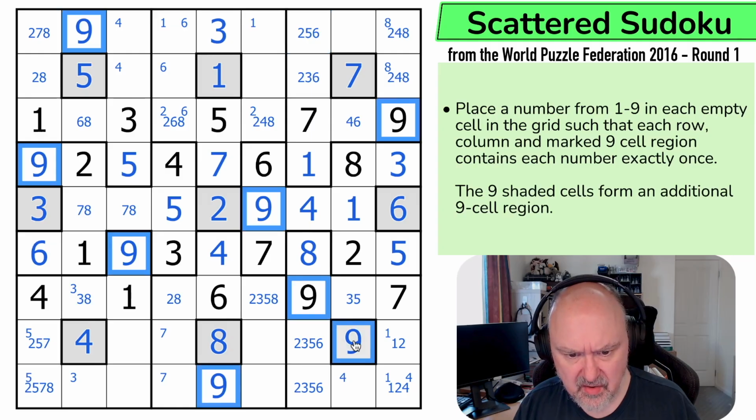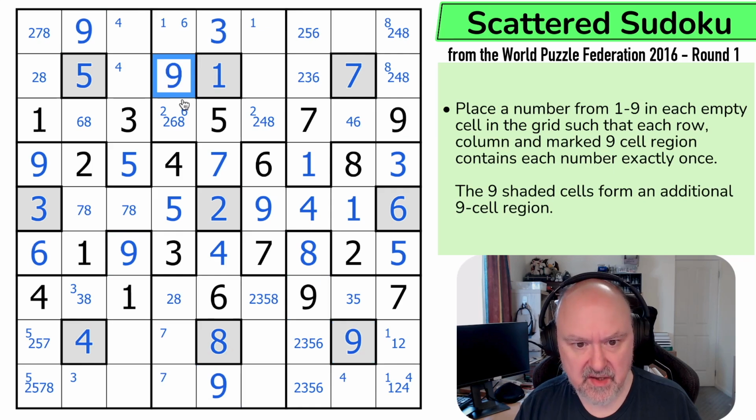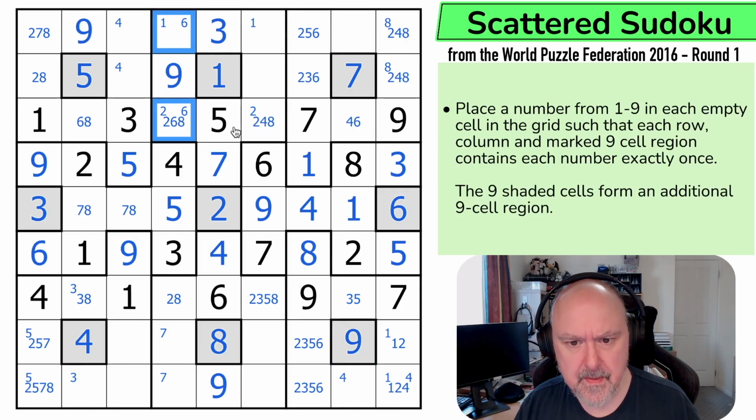So how many 9s have I got now? A lot of them. I haven't put a 9 in row 2. That has to be a 9. Now I took 6 out of these cells. This can't be a 6. So 6 is in one of those two. But that's all the 9s.